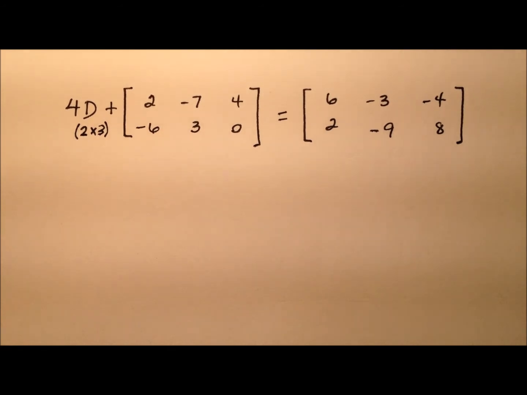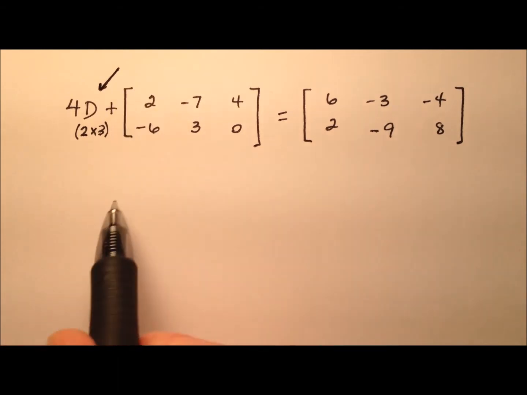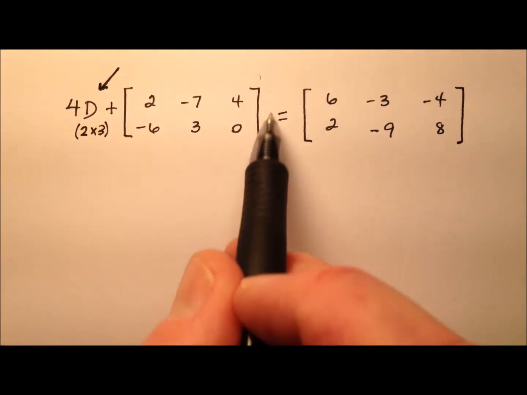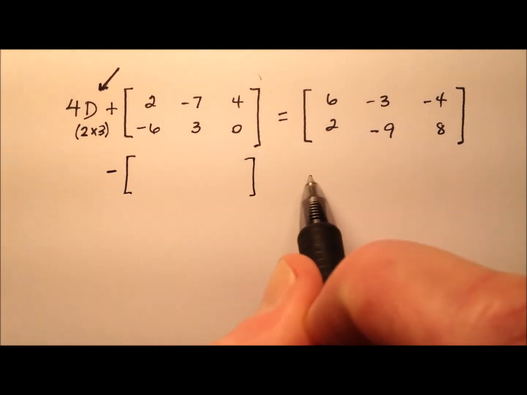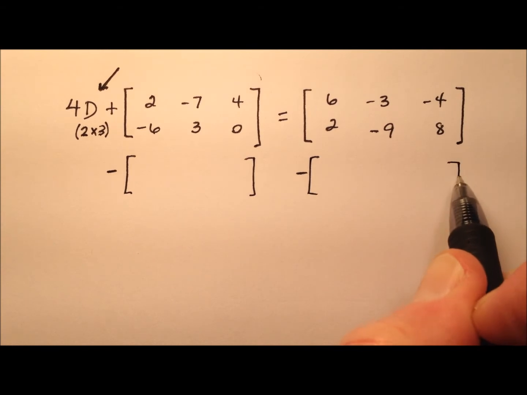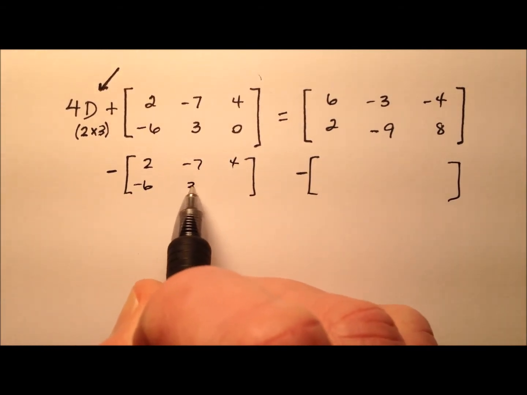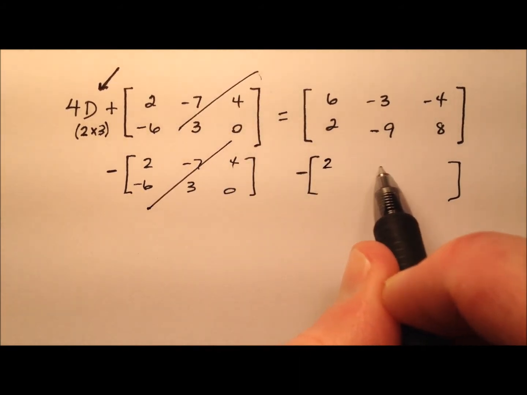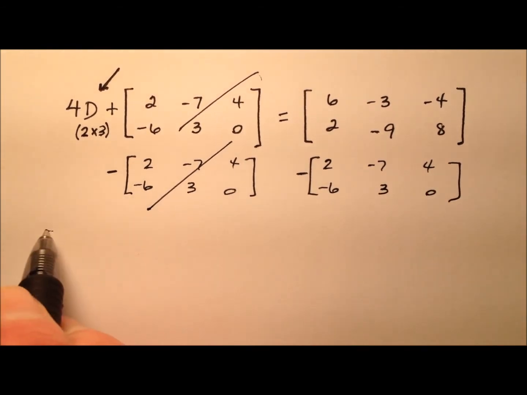So the first thing to do, because we're trying to isolate this D on one side of the equation all by itself, is go ahead and subtract this 2 by 3 matrix from both sides. And we'll just go ahead and write all these entries right here. So we know ultimately this will just cancel. That's the goal. And then we'll have the 2, -7, 4, -6, 3, and 0 here.